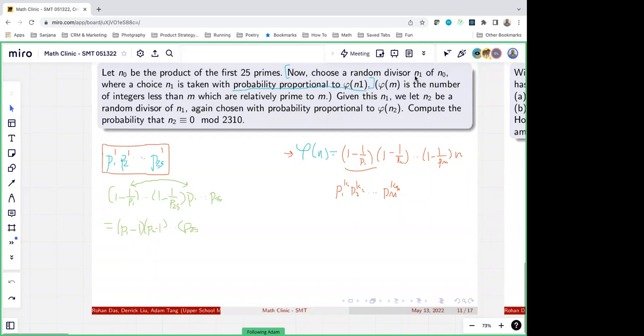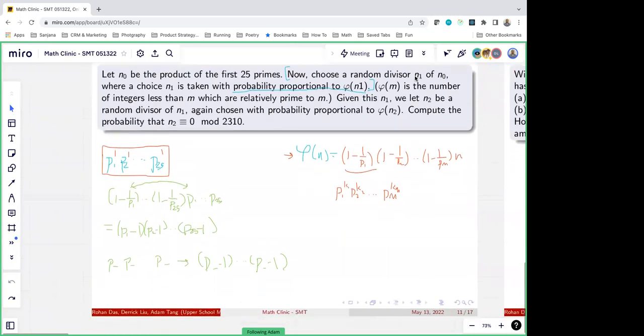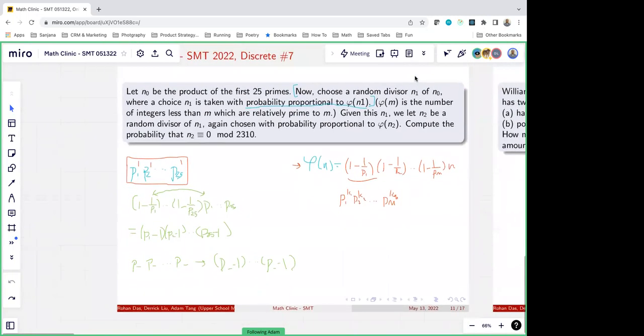Essentially, it's just going to be a product of p_i minus 1. So pretty much phi of this is going to be the product of the primes minus 1. And in general, any divisor of p1, p2 all the way to p25 is going to be some subset of the primes multiplied together. And then the phi of that would be just all of those minus 1, right? So for example, if you picked 1, 2, and 3, then it would just be (p1 minus 1)(p2 minus 1)(p3 minus 1).